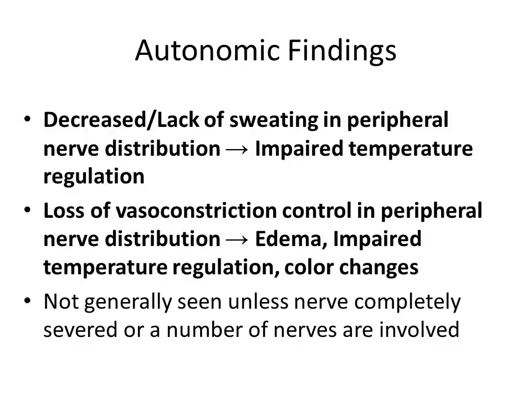If it is just a partial injury to that nerve, we may actually not see the sympathetic signs. Partly that's because the sympathetic neurons tend to be located deep within the nerve, so they're often spared when there's a partial injury that involves the more superficial portions of the nerve. But if we do see autonomic findings, they will include things like decreased or a lack of sweating in the distribution of the nerve. This can be a problem for temperature regulation, as sweating is a major mechanism we use to help us control our body temperature.